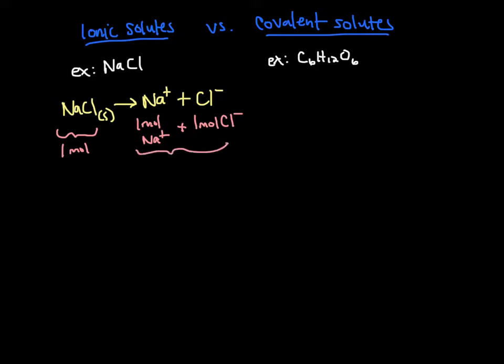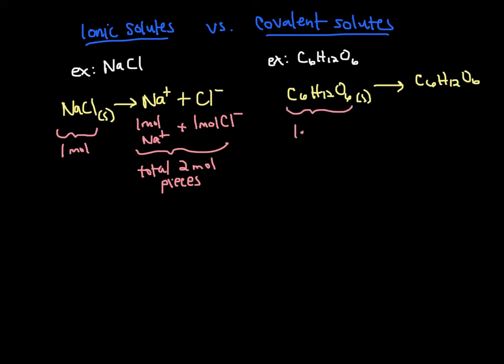So I'm going to get a total of 2 moles of pieces. Whereas a covalent solute, like glucose, C6H12O6, when I take that solid and dissolve it in a solvent, it stays one molecule. So if I have 1 mole of glucose, what I'm going to end up with is just 1 mole of pieces, or 1 mole of particles.